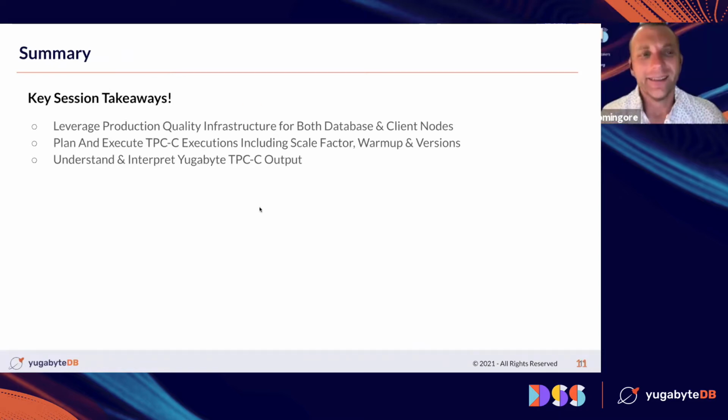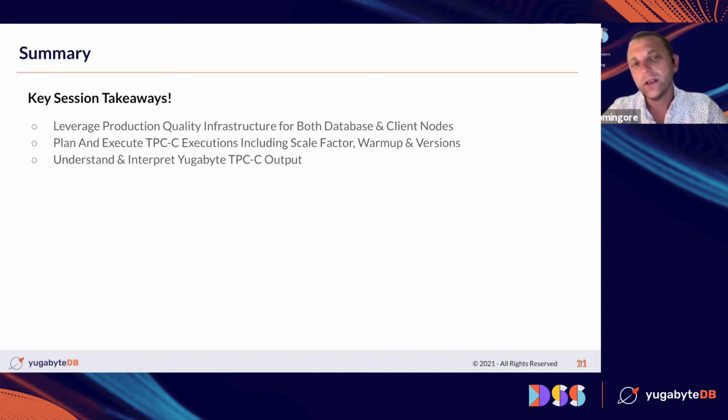Thank you, Sonal. Excellent. In terms of the key session takeaways, just a few things we want to leave you with as we wrap up our session. First, leverage production quality infrastructure for both your TPCC database cluster and the client nodes themselves. Make sure it's high quality components that you would literally consider deploying if you deploy Yugabyte in a production environment. It should be something of similar quality.